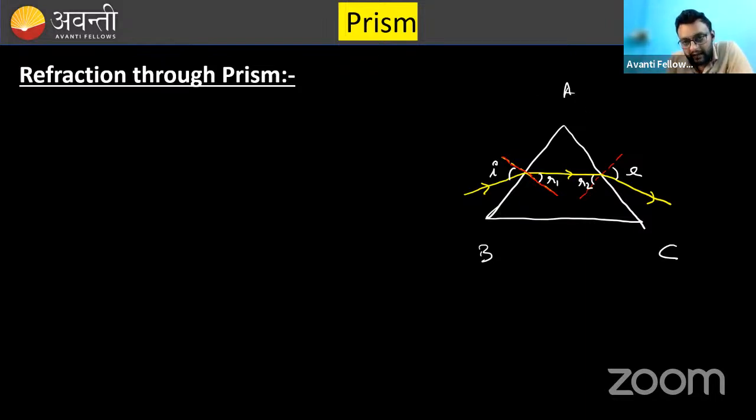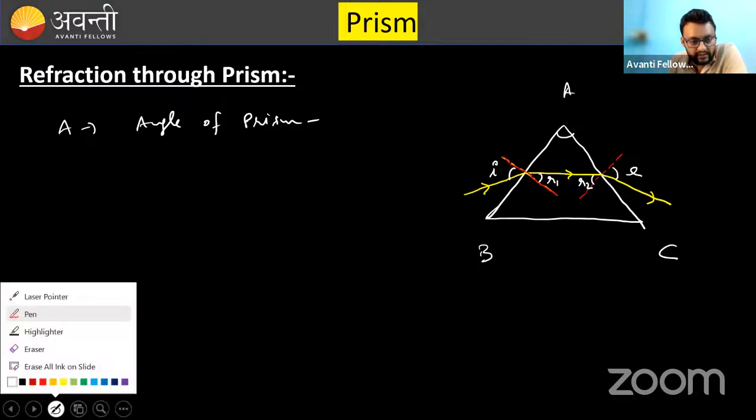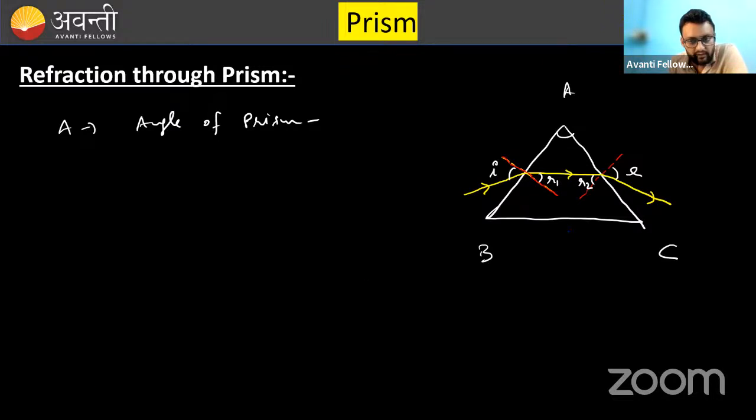Now, in this diagram, the angle made by the faces in which refraction takes place is A. And this A is known as the angle of prism. Listen to my words very carefully. This is known as the angle of prism. Now, one more thing that you should remember. There is one very common thing. What is delta? Angle of deviation.